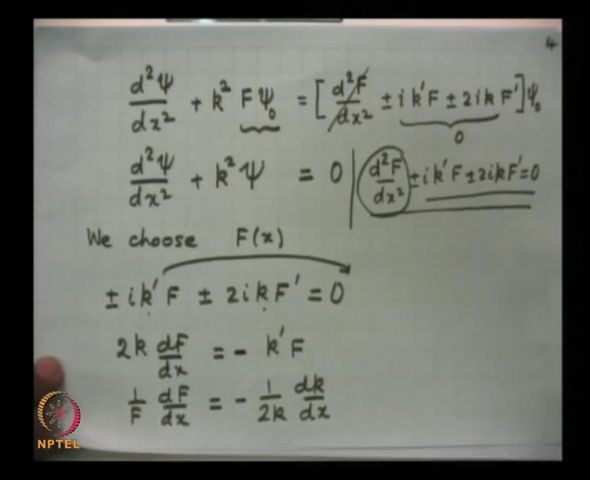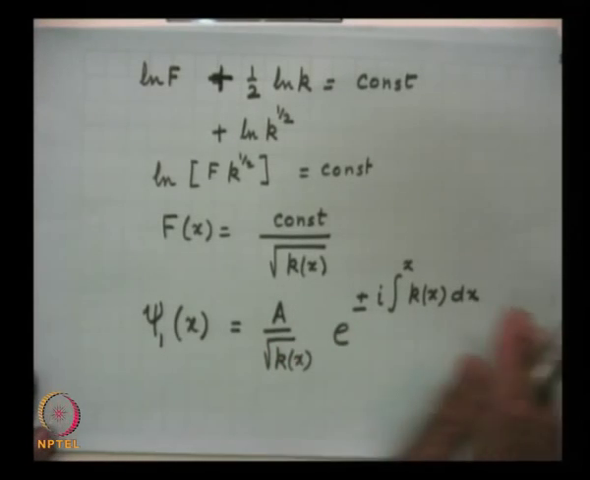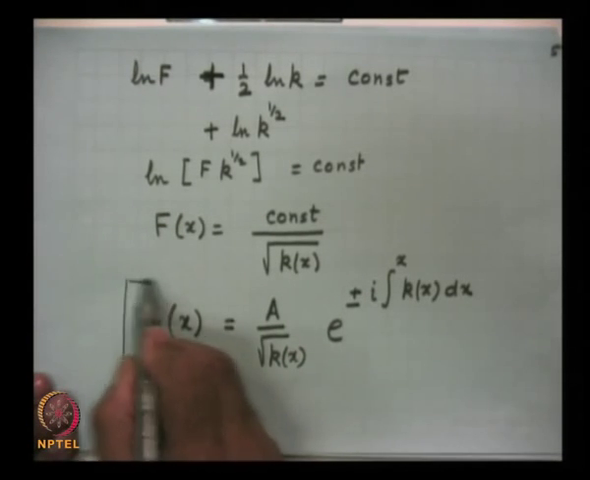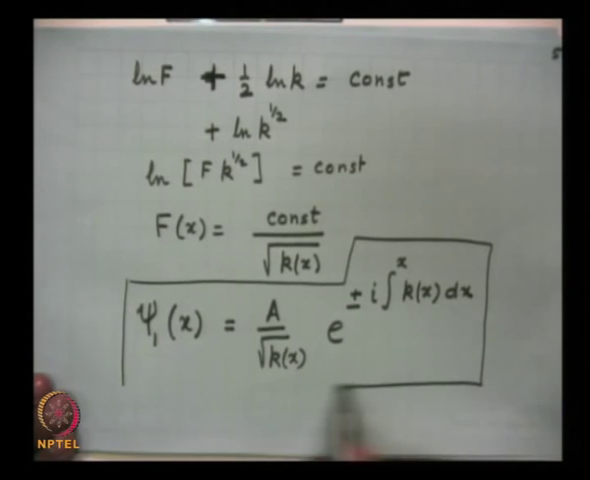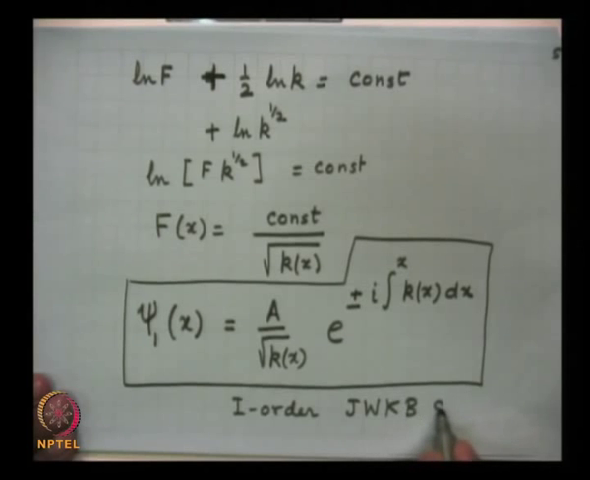We solve this equation and we find that f of x comes out to be constant times under root of k of x. So, we finally obtain this as the first order JWKB solutions. In fact, everywhere the second order is so difficult that everywhere one uses only this type of solutions. These are therefore known as the JWKB solutions.